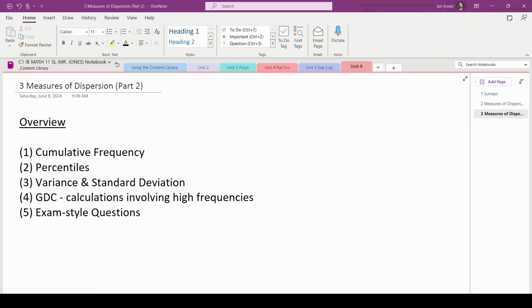Then the fourth thing we'll do is take a look at how to do calculations with the GDC when you have high frequency values. So for example, if you had some data point like 3 repeats 20 times and 4 repeats 17 times, instead of typing 3 and 4 in multiple times, being able to just say, hey, this is how many times this shows up, and just calculating from that. And then I'm going to have a look at 4 exam style questions.